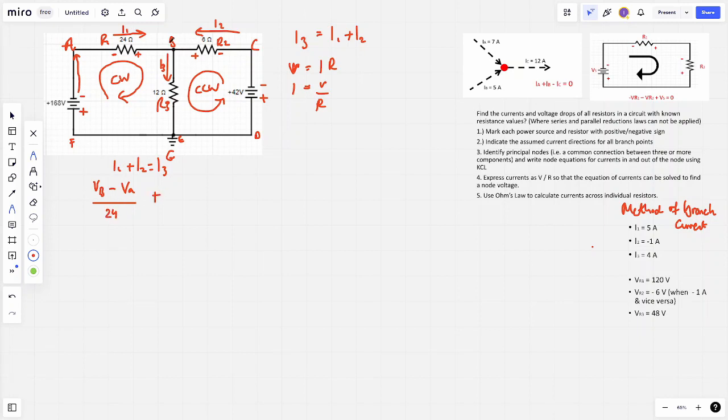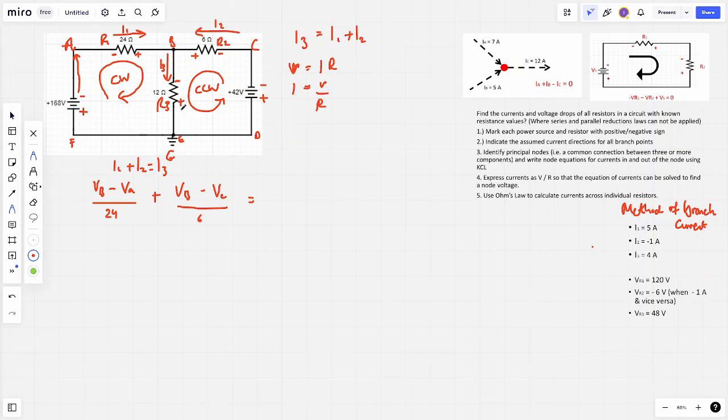I2, the positive side is VB, the negative side is VC, and that's going to be over the resistance, so V over R, which is 6, and that should equal I3. Now our I3 is going down. As I3 is going down, that means this side is negative, or the resistance, this side is positive.